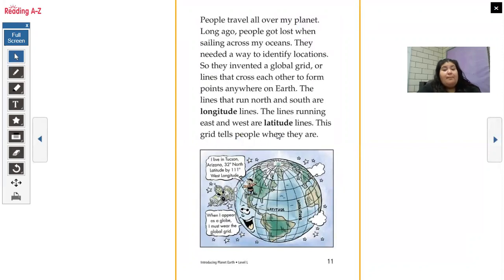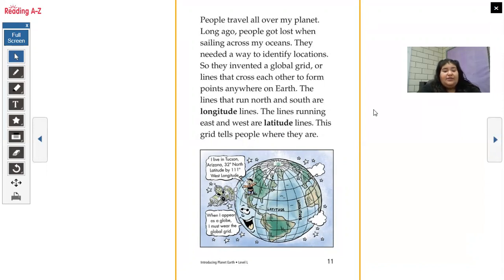Long ago, people got lost when sailing across my oceans. They needed a way to identify locations. That means figure out where they were. So they invented a global grid, or lines that cross each other to form points anywhere on Earth. The lines that run north and south are longitude lines, and the lines running east and west are latitude lines. This grid tells people where they are.